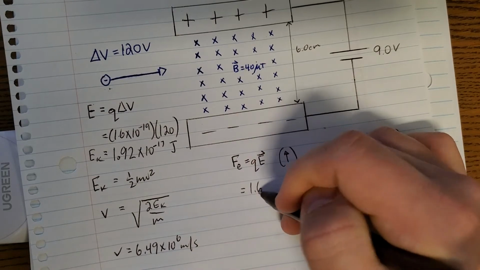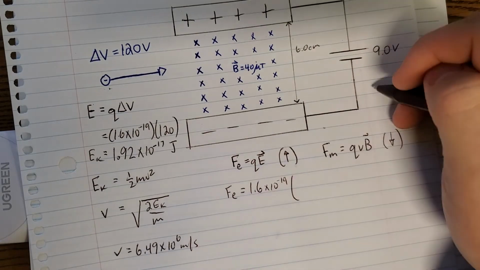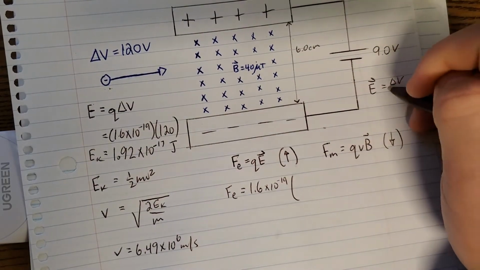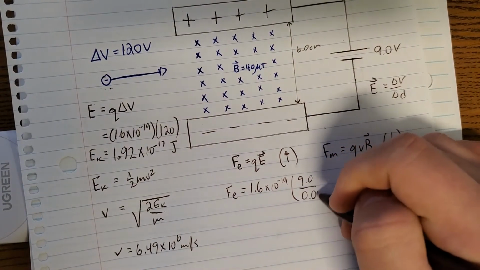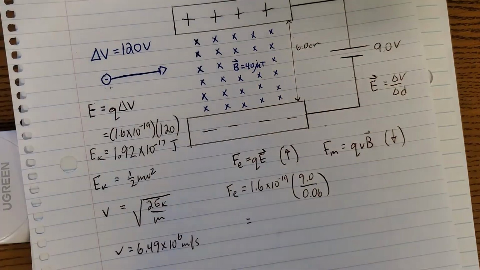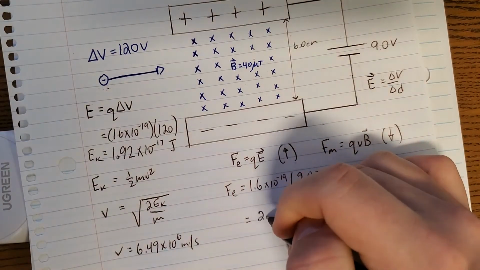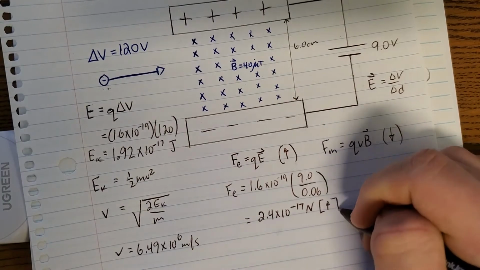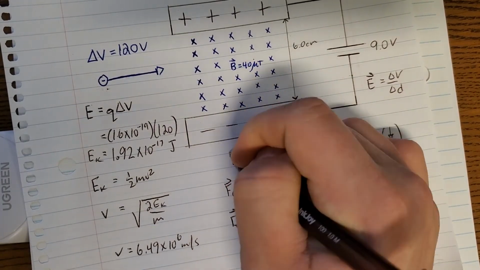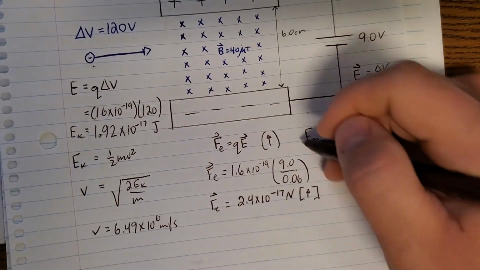Okay, so let's calculate these. The electric field between plates, as we know, is just delta V over delta D. So that's going to be 9 volts divided by 0.06 meters. Let's see what we get here. Okay, so these electrons are being pulled up by 2.4 times 10 to the negative 17. Let's find the force pulling them down now.